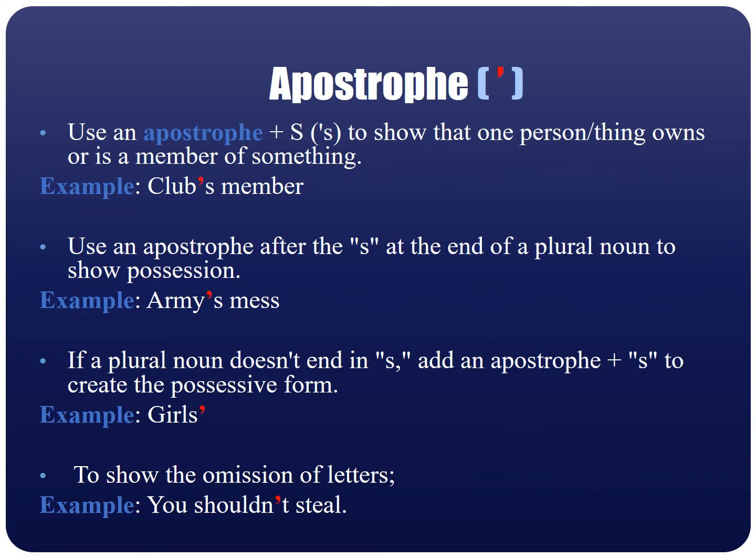Now we are going to discuss the apostrophe. The apostrophe is basically used in order to show belonging to a certain thing. For example, in the very first example, the club's member, a person belongs to a certain club. The second example is the use of an apostrophe after the S at the end of a plural noun to show possession. For example, army is a noun, so it is an army's mess, this mess belongs to the army. So again, a sense of belonging is there.